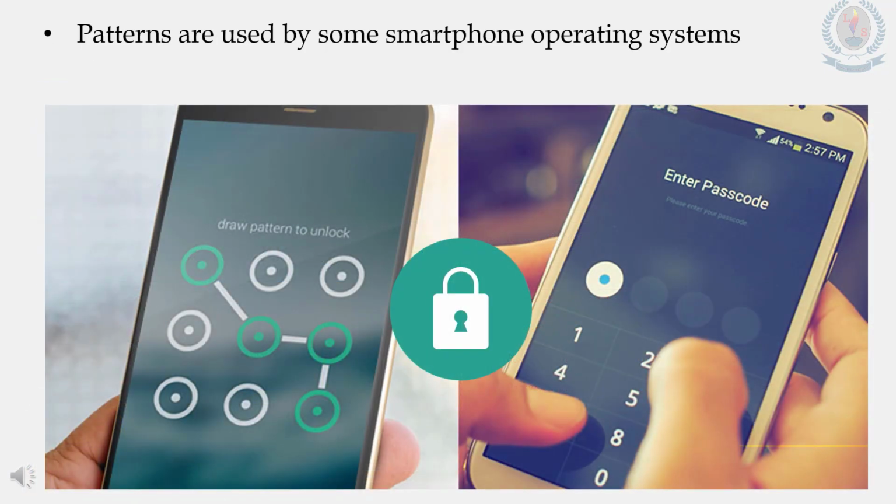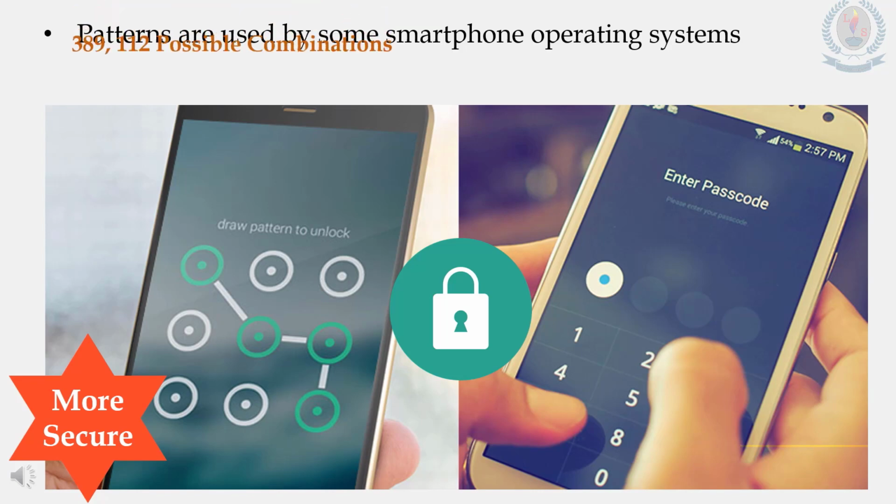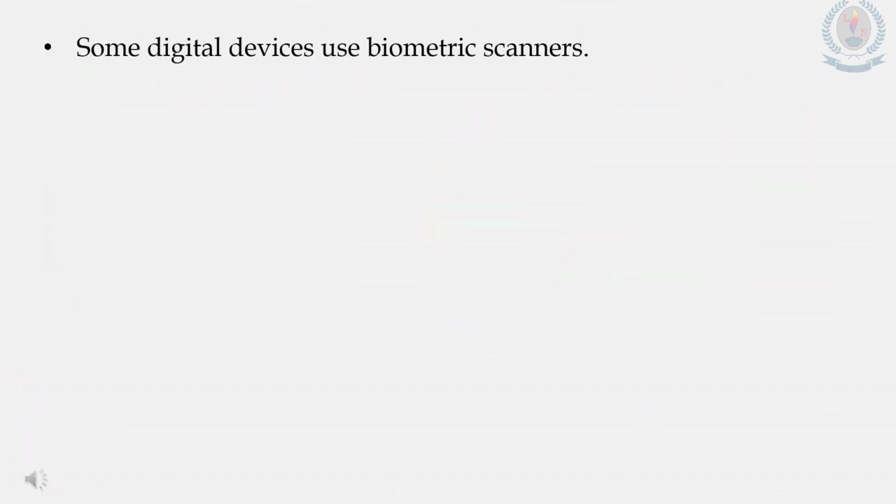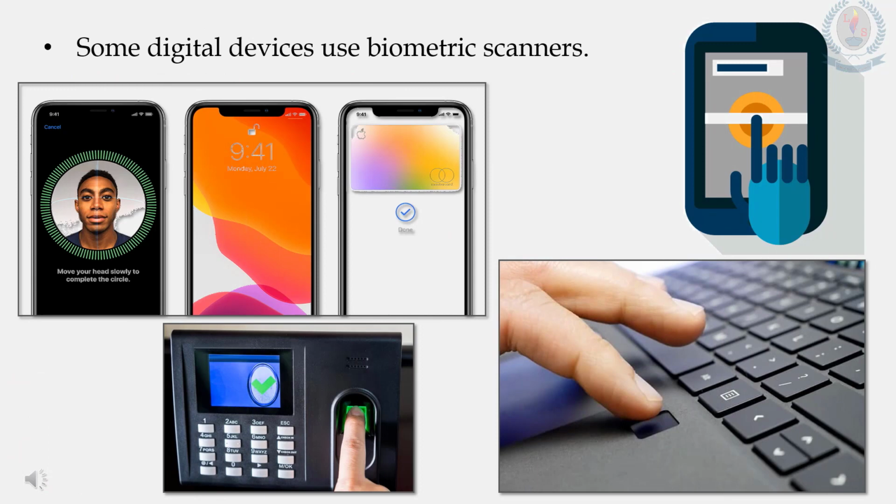Another security feature is pattern pins. They are used by some smartphone operating systems and they allow the user to set a swipe pattern between a group of points. A 4-digit pattern pin is more secure than a 4-digit pin because a 4-digit pattern pin has many more possible combinations than a 4-digit pin. Some devices use biometric scanners to provide authorized users access to data on that device. People commonly use this feature in present society.